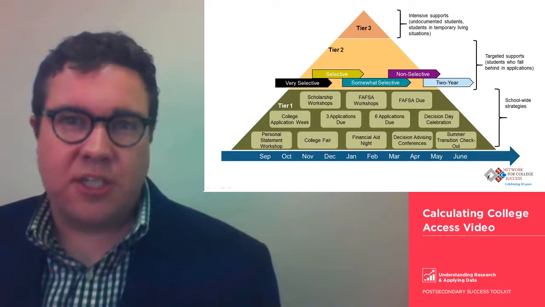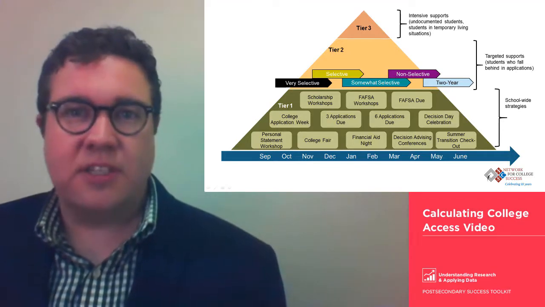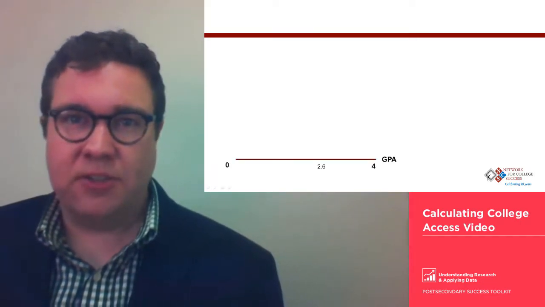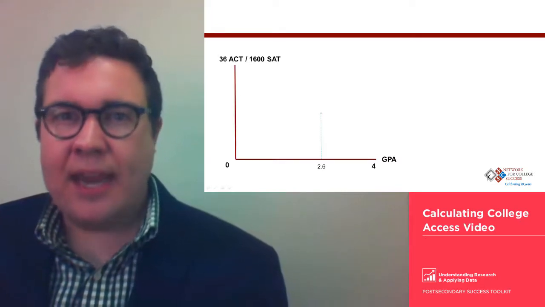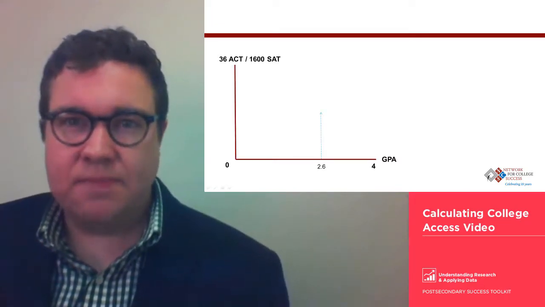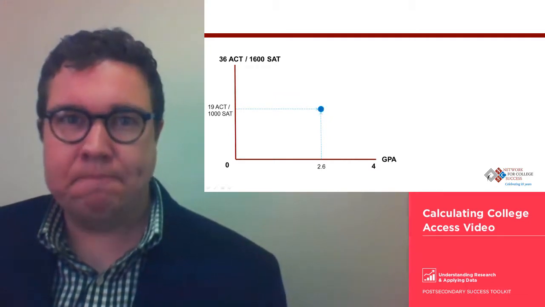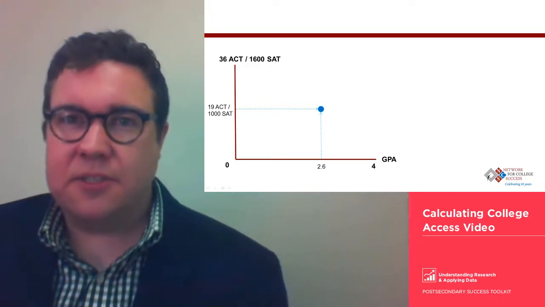We'll start with a little thought experiment. Imagine you are sitting down for an advising session with a senior from your school. This student has an unweighted GPA of 2.6 through their first 3 years of high school, a little better than half B's and half C's, and an ACT score of 19, or about 1,000 SAT score if you're more comfortable with that. The student tells you they are planning to apply to 3 different colleges.